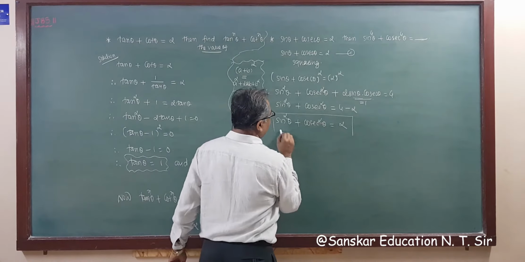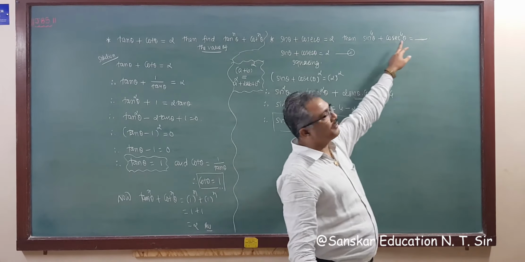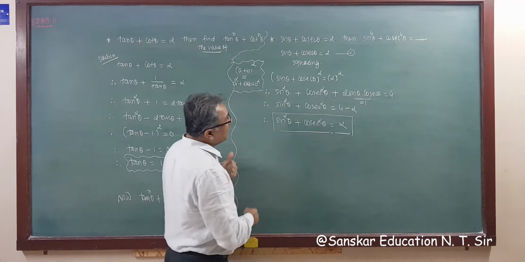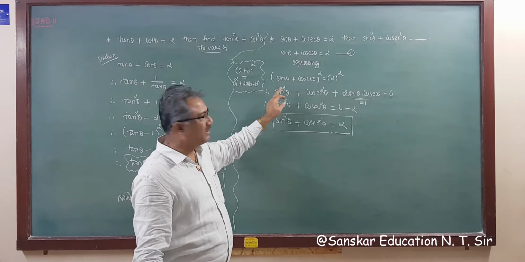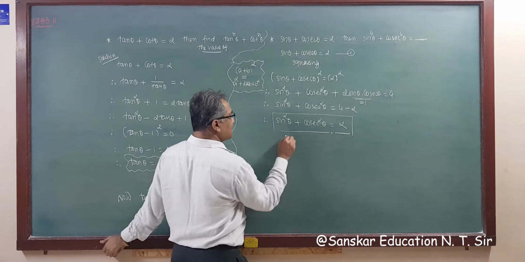But what we require is sin raised to 4 theta plus cosec raised to 4 theta. So again squaring both sides. Now I am writing this step directly, I am not going to write the intermediate step, we will write it directly by squaring the whole thing, right? So again squaring.